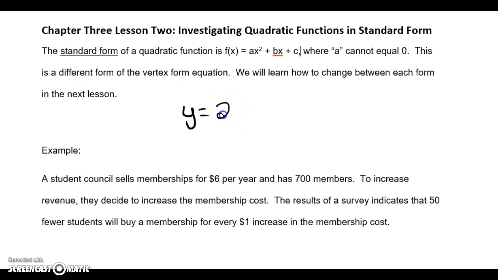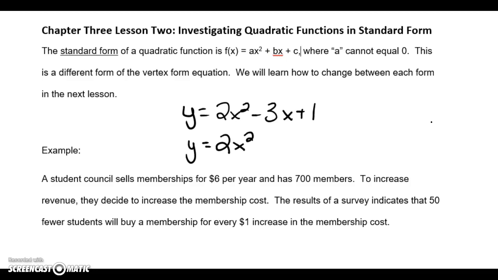So say we had 2x squared minus 3x plus 1. That is an example of a standard form quadratic function, and even y equals 2x squared. That is a standard form quadratic function because in our statement here, a cannot equal 0, but that says nothing about b and c. So b and c can be 0, just not a. Because what would happen if a was 0? Then that gets rid of the x squared term, making it no longer a quadratic function.